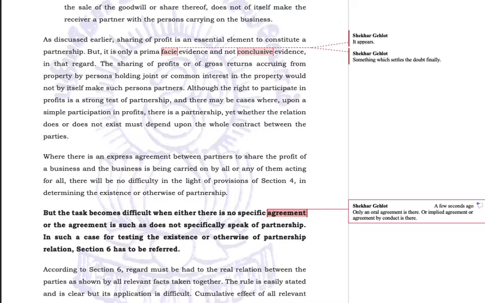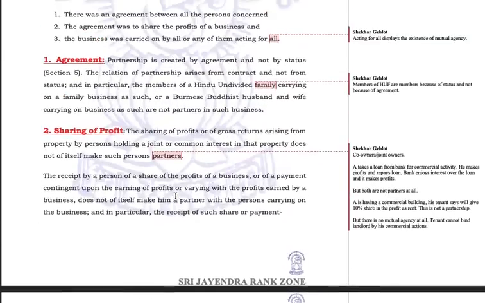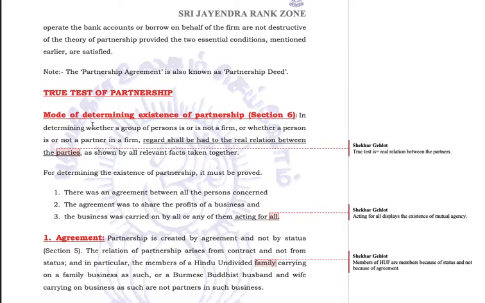Or the agreement is such that it does not specifically speak of partnership. Where the agreement does not talk about partnership, it will be difficult to understand whether it's a partnership or not. It will depend upon the context of the contract as a whole. In such a case, for testing the existence or otherwise of partnership relation, section 6 has to be referred. We have to refer to section 6. What is section 6? This is section 6.